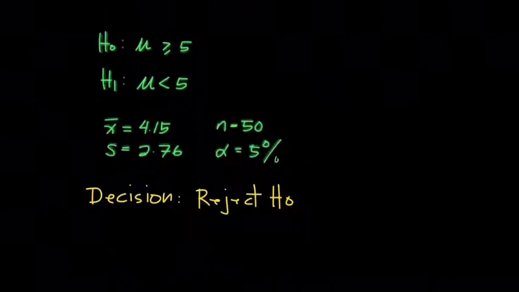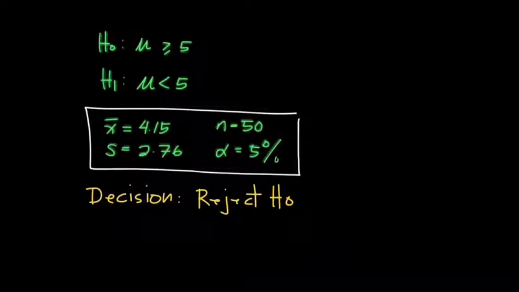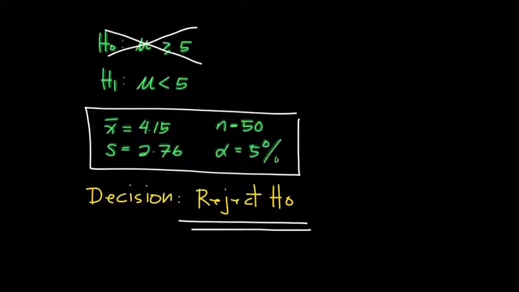So let's say we consider now a null hypothesis to be mu is greater than or equal to 5, and the alternative is mu is less than 5, with the given values in the study. And let's say the test was run and we concluded that we have to reject the H0, meaning to say this is no longer the true statement. That is, the mean should be less than 5.